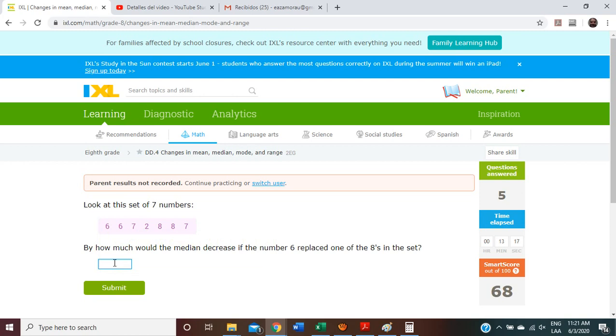Okay, as you can see, now we are being asked about more specific answers, not only increase, decrease, or no change. We need to specify by how much. Okay, so we have these 7 numbers. By how much will the median decrease? So right now we know that the median is going to decrease if the number 6 replaced one of the 8s in the set. So one of these 8s is going to be replaced by a 6. Okay, and we are being asked about the median.